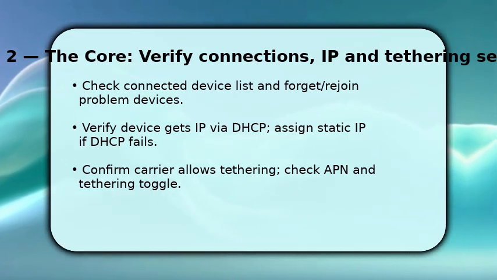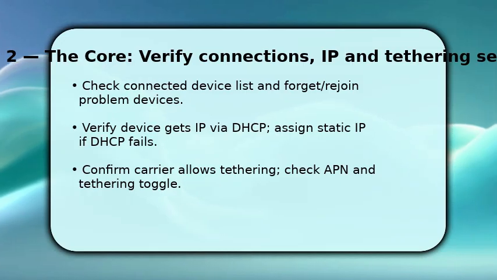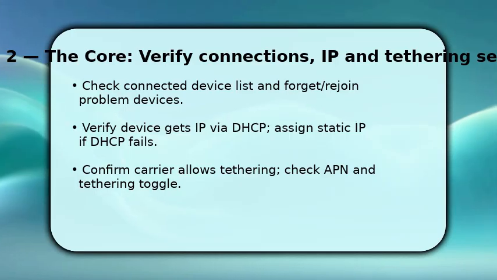Make sure the client receives an IP address via DHCP. If it gets a 169.254.x address, assign a static IP in the same subnet.